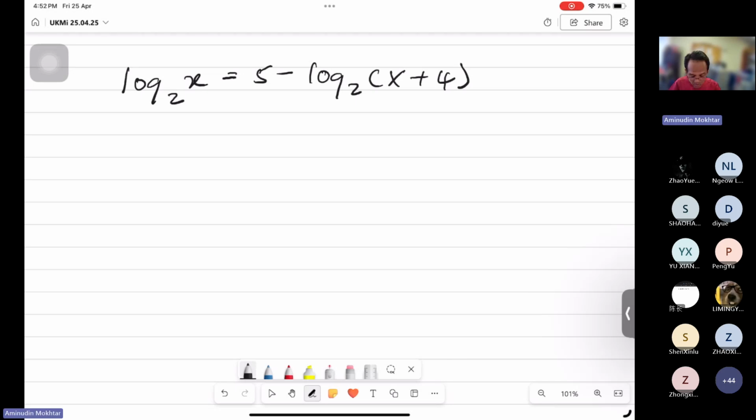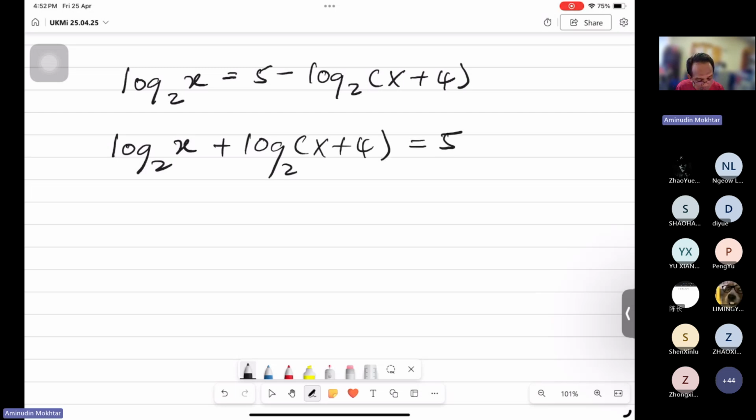Okay, so how to find the answer? First of all, we just arrange this question again. We put the part of the question with x at the left hand side, and the rest we put at the right hand side. Let's say we have log 2 of x plus log 2 of x plus 4 equal to 5.